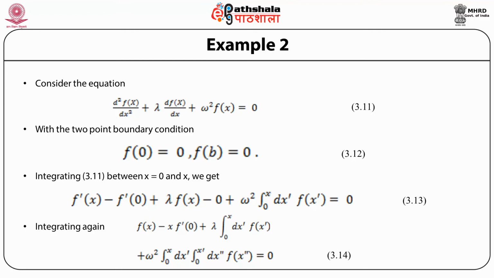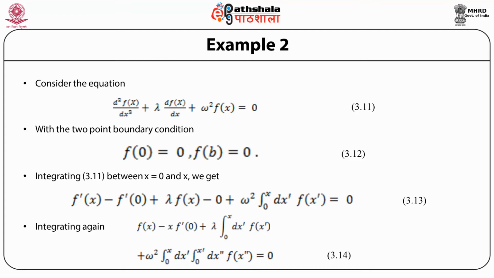Now when we integrate again, the first term on the left hand side is f of x. Then the second term on integration, f prime 0 is constant, so when I integrate here, I just get x. So the second term is x times f prime evaluated at 0. The third term is lambda times the integral of f of x, written as f of x prime dx prime from 0 to x. The fourth term is 0 and the fifth term finally is to be integrated from 0 to x.